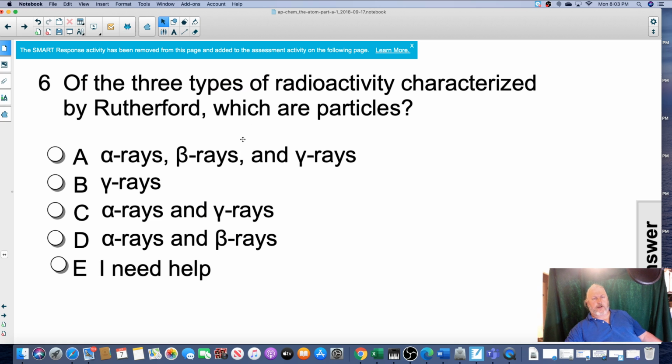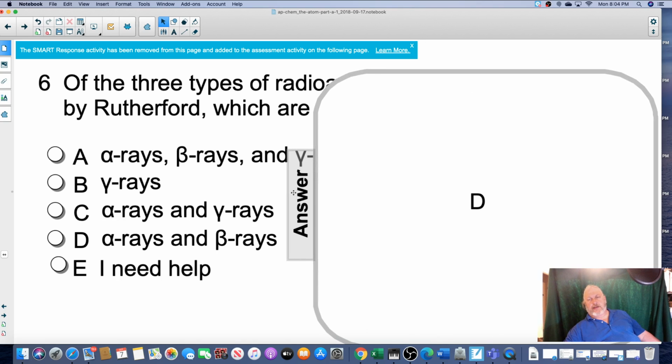So, which are particles? Well, let's see. The beta rays and the alpha rays were particles. Gamma rays, no, that was just light energy. So it couldn't be A, it couldn't be B. So it was D. Alpha rays and beta rays. D.